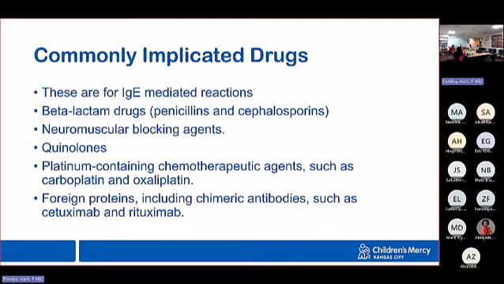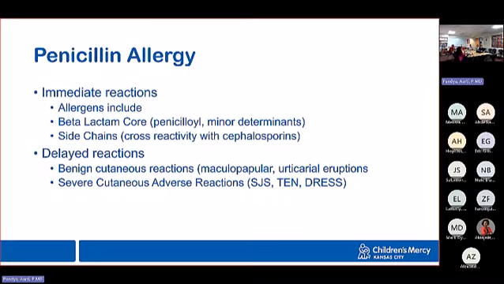Commonly implicated drugs. So for IgE-mediated reactions, beta-lactam drugs are one of the most commonly implicated. Then we have neuromuscular blocking agents, we have quinolones, we have platinum-containing chemotherapeutics, we have foreign proteins like chimeric antibodies like rituximab and cetuximab that are implicated as well. We are going to dive further into penicillin and beta-lactam allergy, again, following mostly talking about immediate reactions and then maybe some delayed reaction discussion here as well.